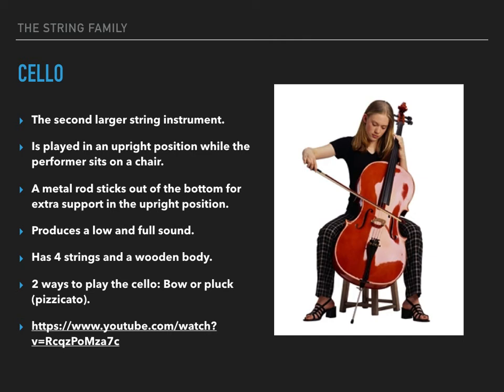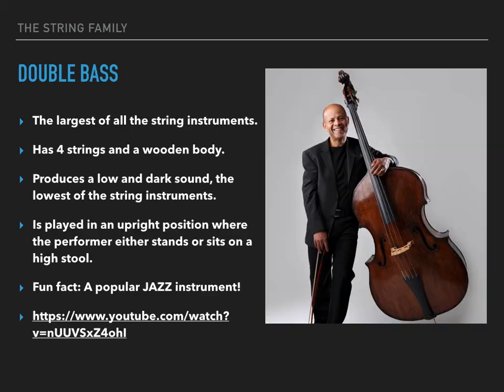And if you notice, just an interesting little characteristic, there is a metal rod that sticks out in the bottom, and this basically just helps support the cello on the ground so it doesn't wobble around while the player is playing. The little rubber knob at the end kind of keeps it from slipping around on the ground as well. So definitely an important feature. 4 strings in a wooden body, and you can bow or pluck, or as we call it, pizzicato. Pizzicato.